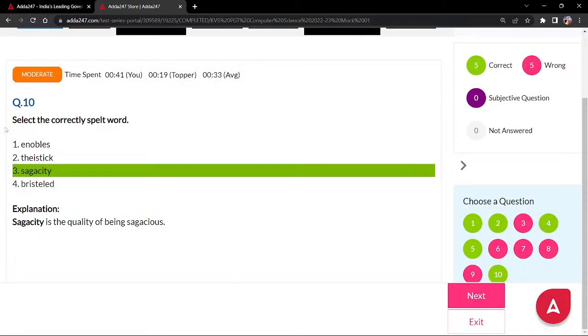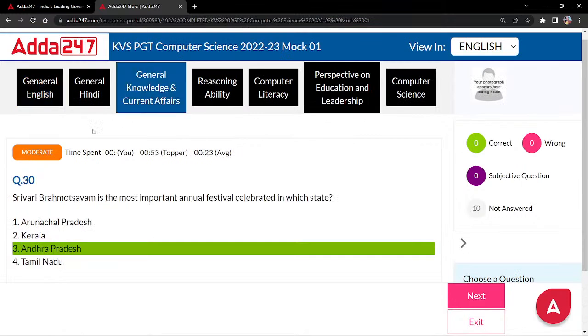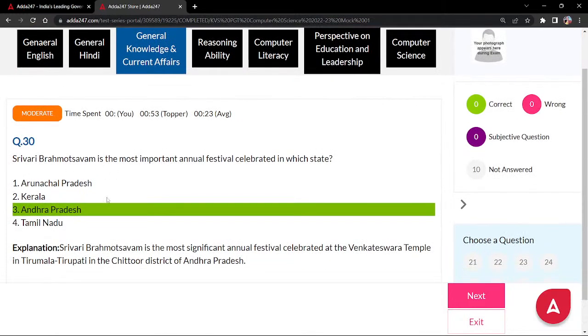Last is select the correct spelling. Sagacity is the correct spelling, and sagacity is the quality of being sagacious. And for the general knowledge paper, this is the question trick.